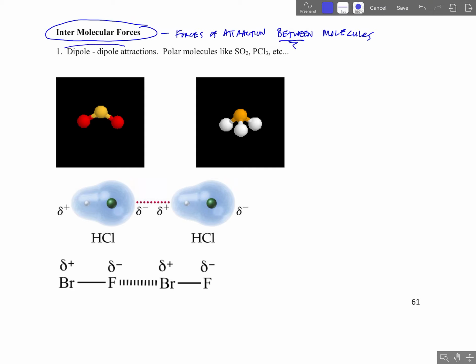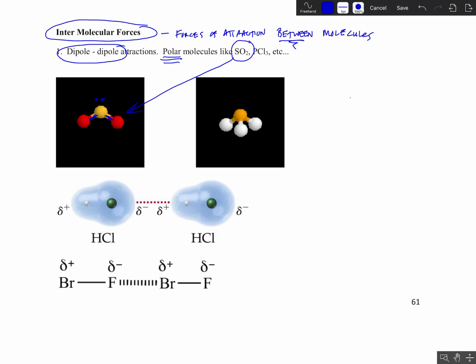Now, there are several different types of intermolecular forces. We're going to start with something called dipole-to-dipole interaction. These occur between molecules that are polar. For instance, if you were to draw the Lewis structure for sulfur dioxide, you would have a non-bonding pair of electrons, or a lone pair, above the sulfur pushing those oxygens down into a bent configuration.